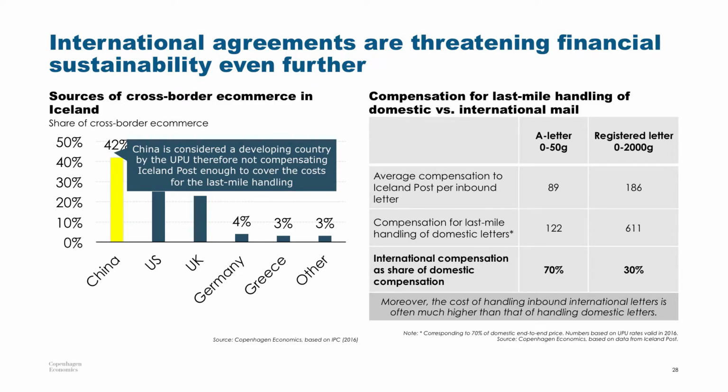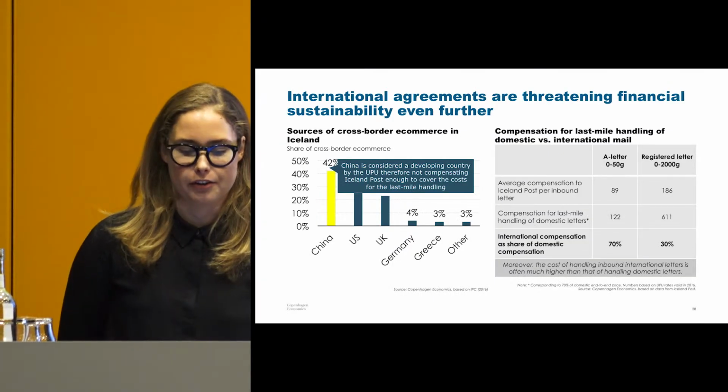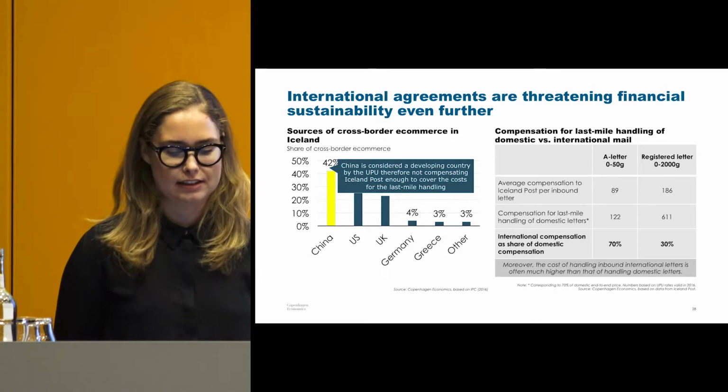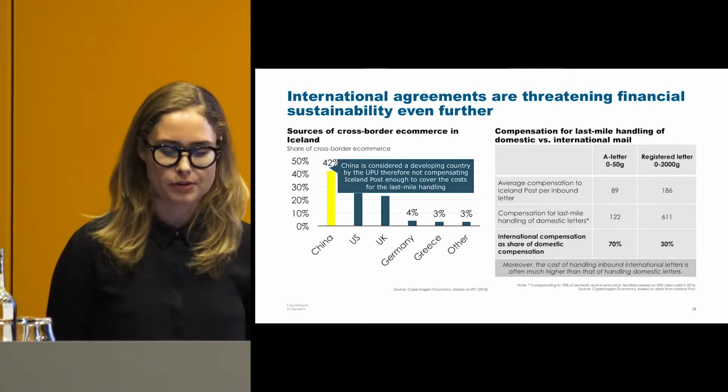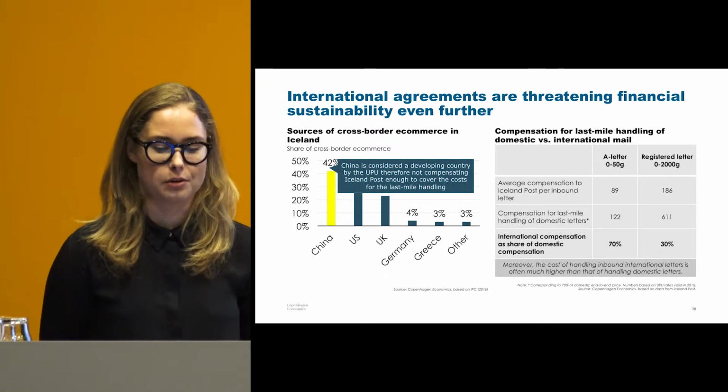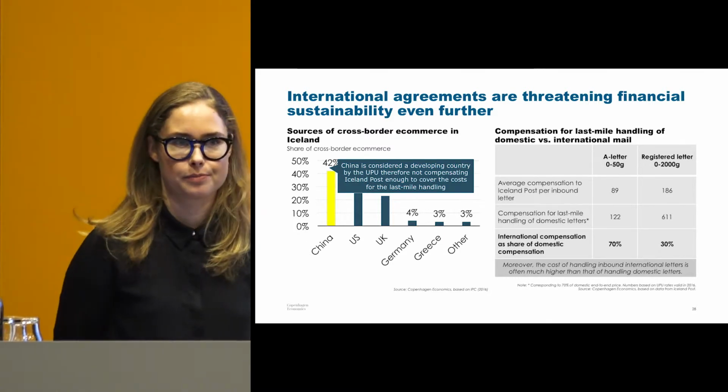Here is just a comparison showing what Iceland Post gets for a domestic letter and what they get for an international letter. The international compensation as a share of domestic compensation is about 70% for A letters and only 30% for registered letters.